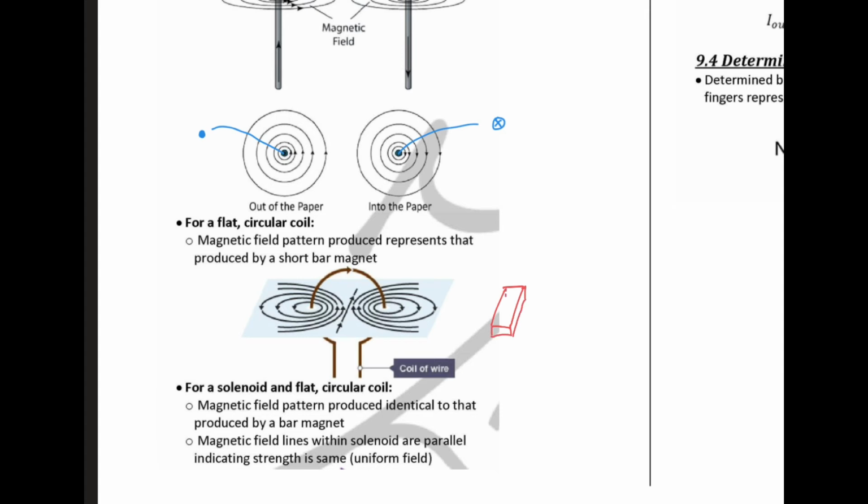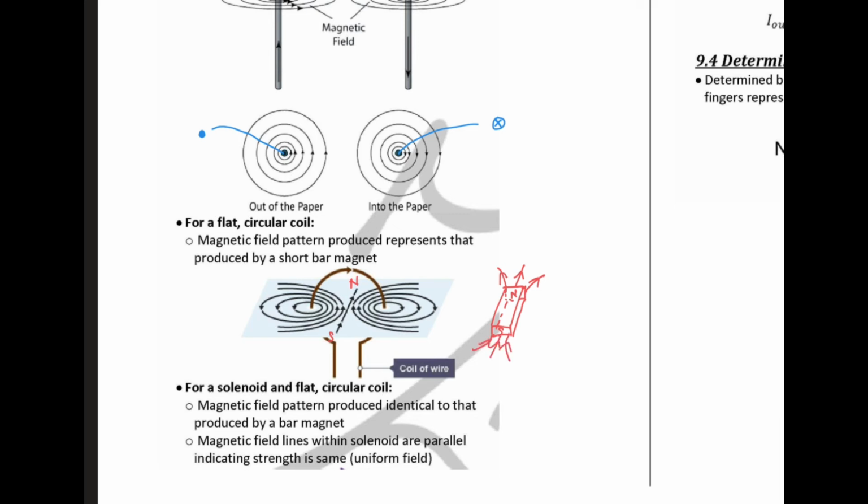Okay, something like this. This is a short bar magnet. As you can see, the direction is going there, right? So that means north is here. Let me write it down. Here is the north, and here is the south. So north is here, south is here. It's pointing outwards from the north and pointing inward from the south.